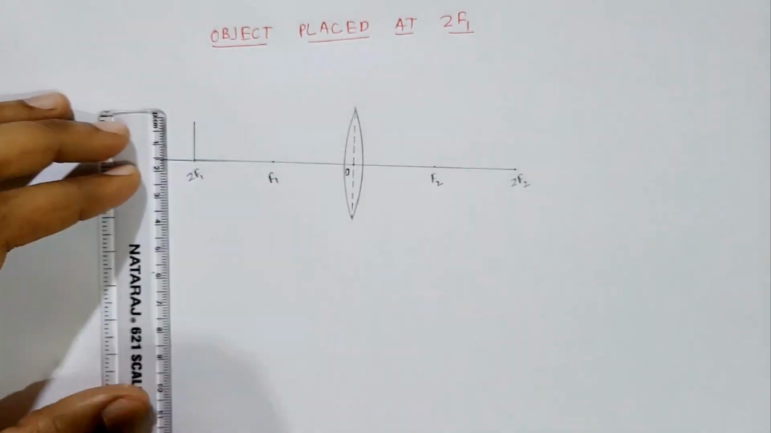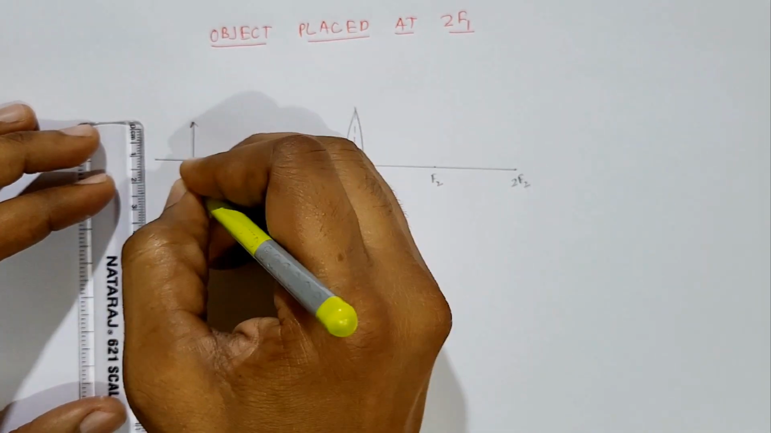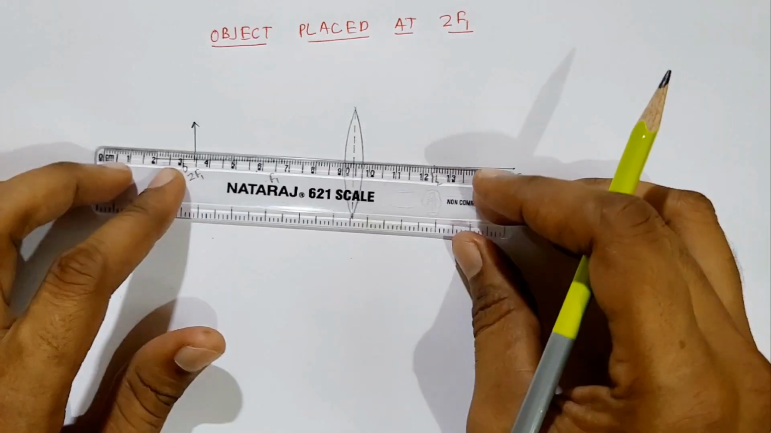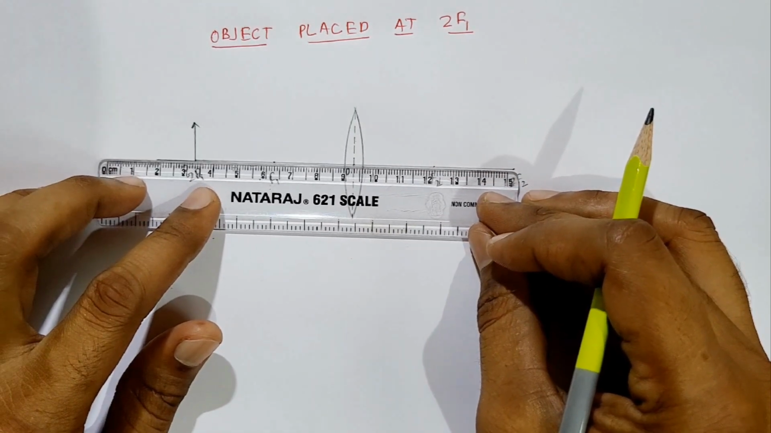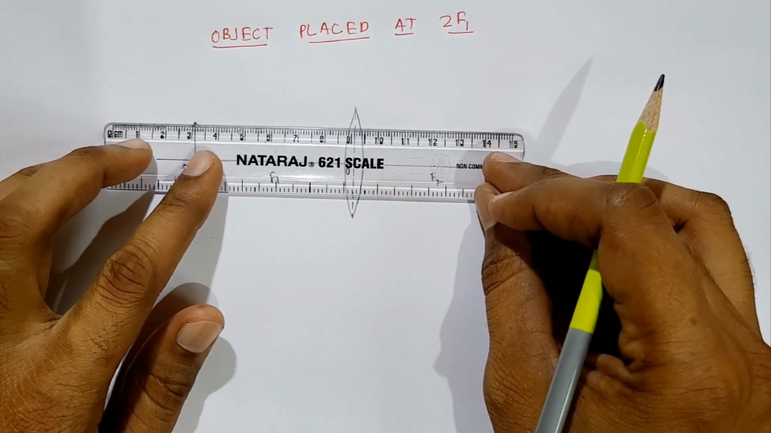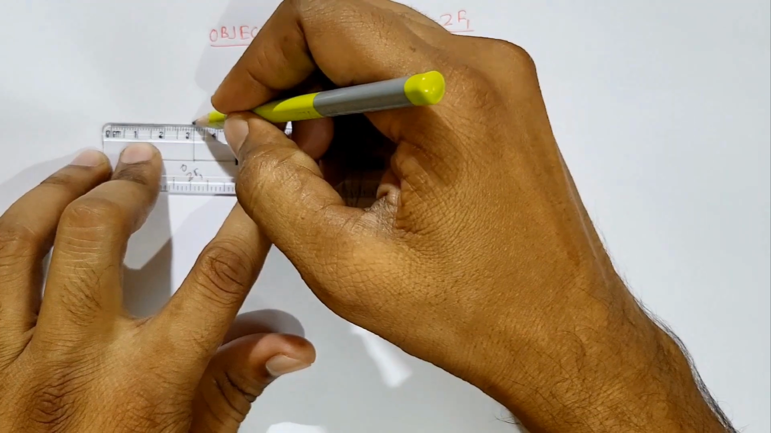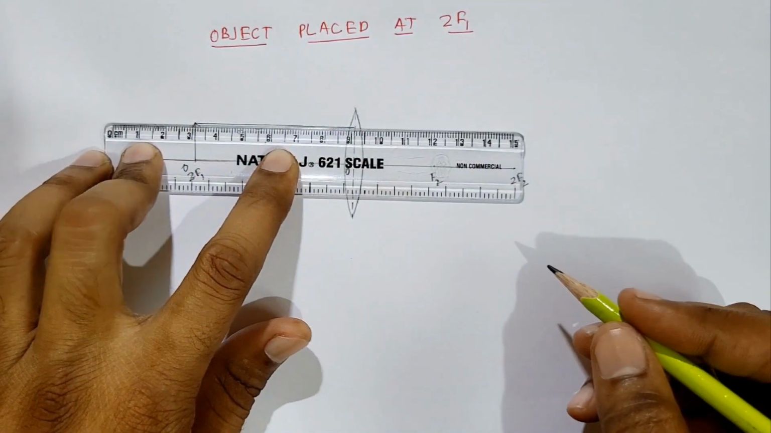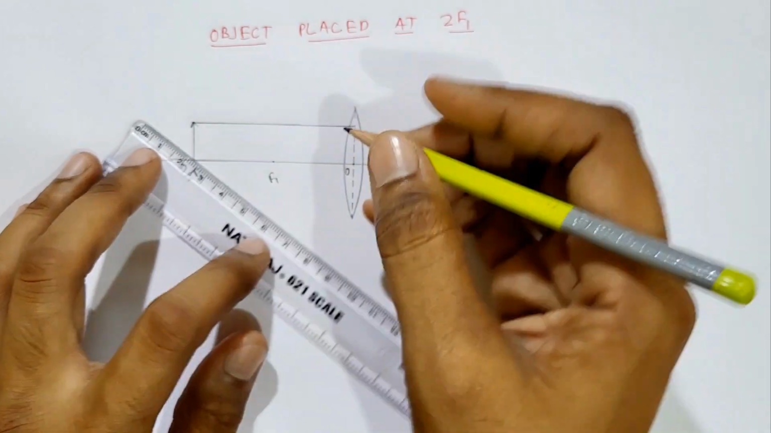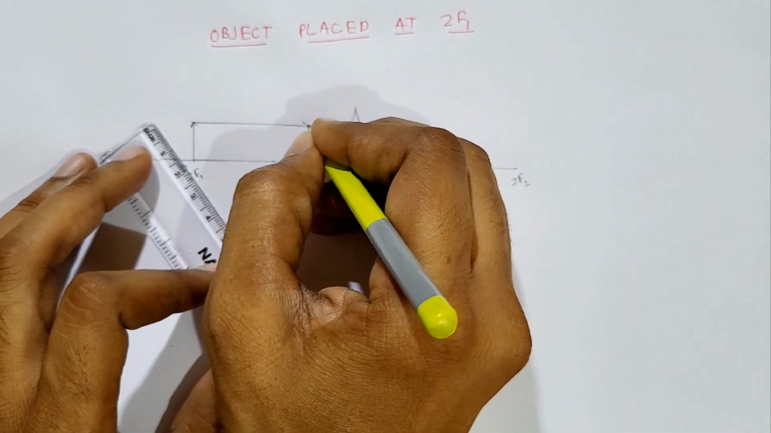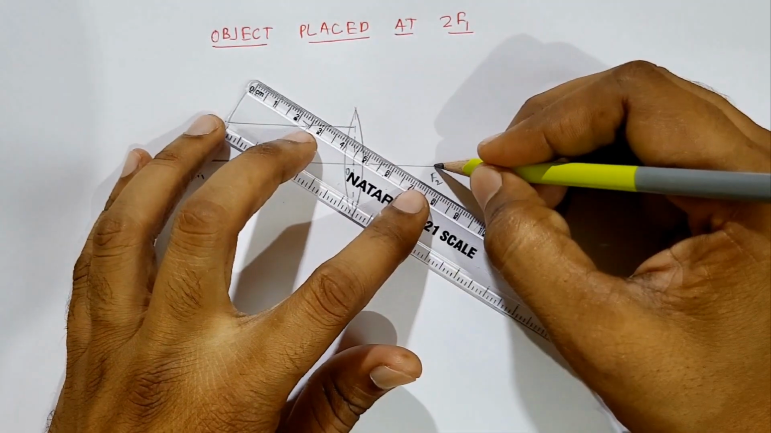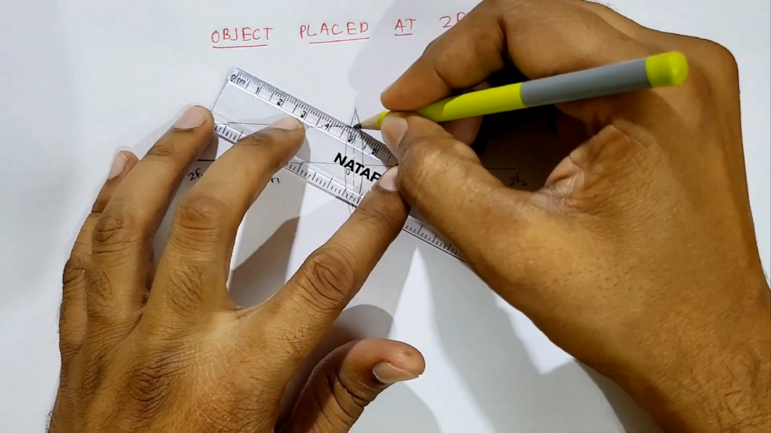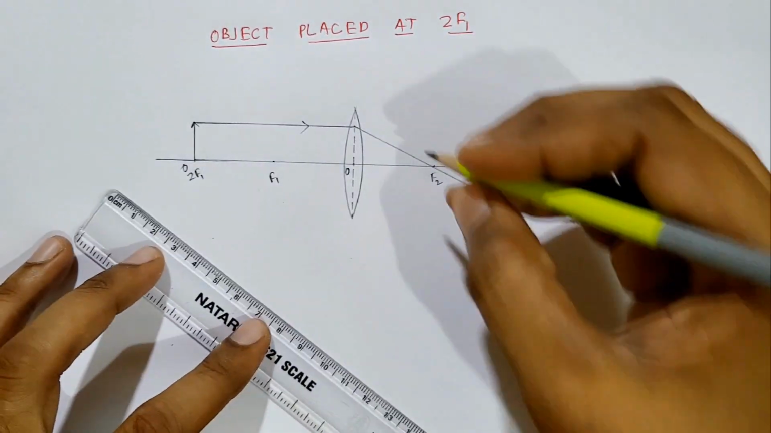You can see this one will be the object O. Now from this object we are going to take one light ray parallel to principal axis like this. Okay. After refraction, how should the refracted light ray pass? The refracted light ray should pass through the focus like this. Correct?